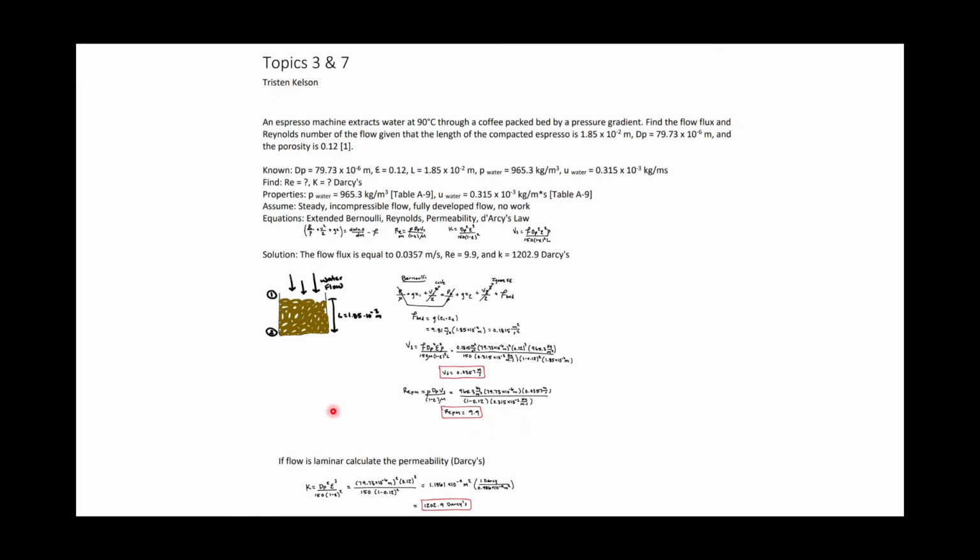For the next part, if the flow is laminar, we are asked to calculate the permeability. Because the Reynolds number is less than 10 with a value of 9.9, we are then able to use Darcy's law and the Reynolds number in order to calculate the permeability, with this equation shown. We are then able to determine that the permeability is 1202.9 Darcy's.